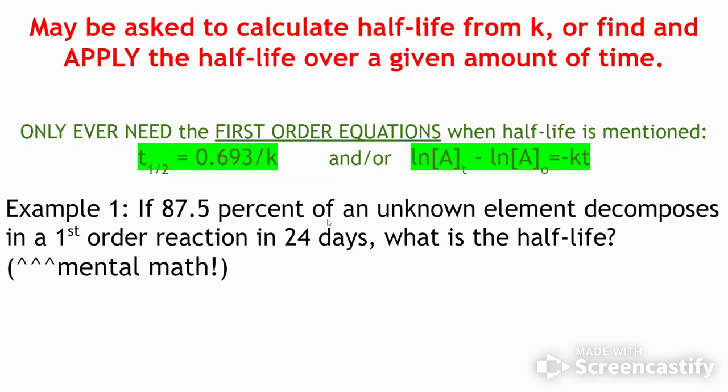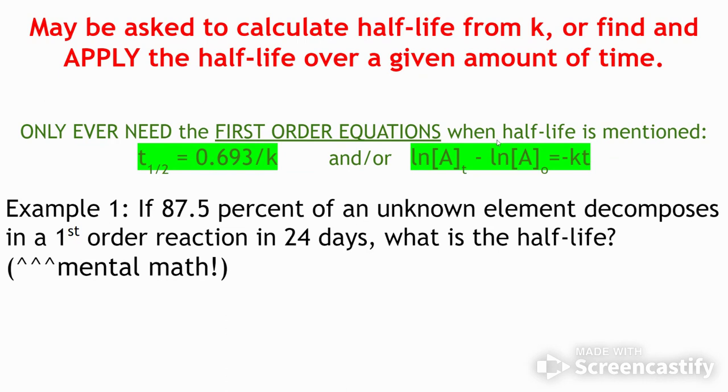So if we read through this question, it asks, if 87.5% of an unknown element decomposes in a first-order reaction in 24 days, what is the half-life? So you actually don't need to use either of these equations. You could use that second equation, the integrated rate law, for this and plug in these percents as if they were your concentrations, but we don't have a K. So we couldn't solve for T, and that would also make our half-life equation hard.